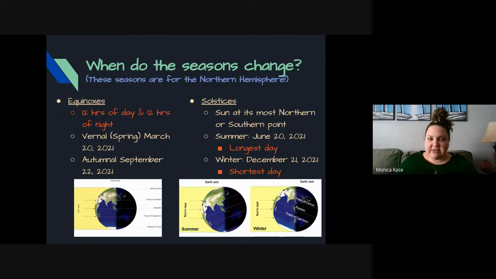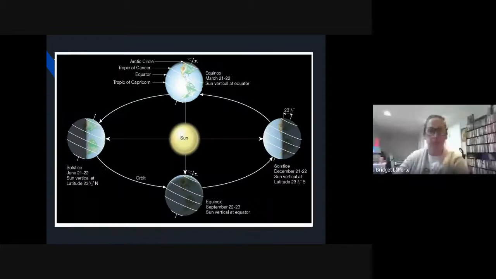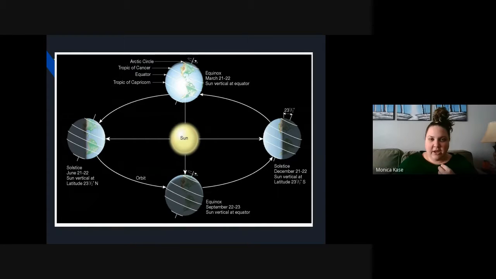And we also have the solstices. This is when the sun is at the most northern or the most southern point. So this means that the longest day for summer is on June 20th this year, and the shortest day for winter is December 21st. And then we also have a diagram here just to show you what that looks like for our Earth as it is going around the sun, and where these equinoxes and solstices take place.